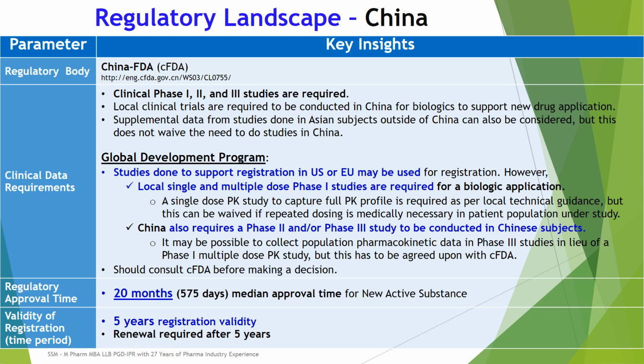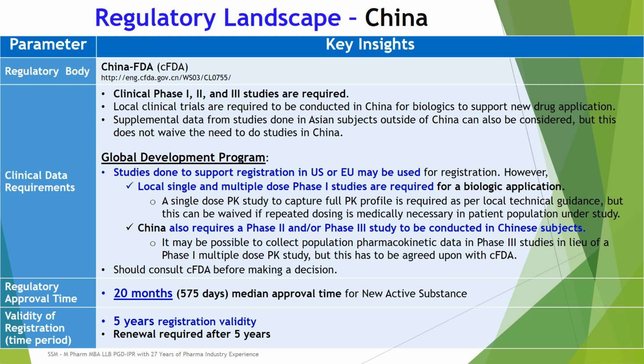If there is a global development program, then studies done to support registration in US and Europe may be used for registration in China. However, local single and multiple dose phase 1 studies are required for a biological application. A single dose PK study to capture full PK profile is required as per local technical guidance, but this can be waived if repeated dosing is medically necessary in patient population under study.